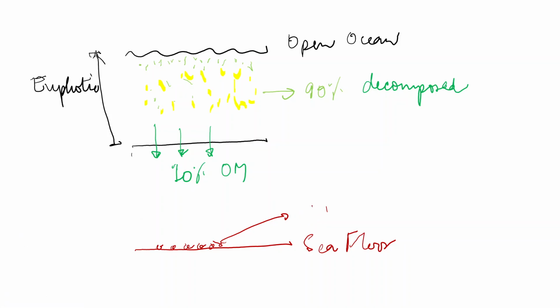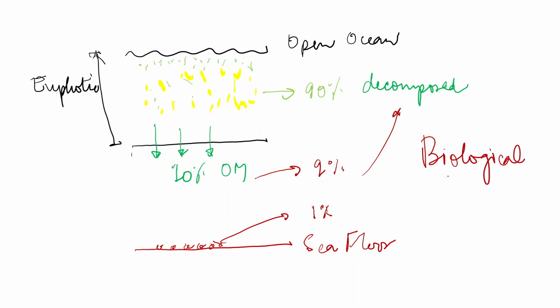It is only 1%. 9% gets used. Okay. So this process of removing material from the euphotic zone to the sea floor is called the biological pump. All right.